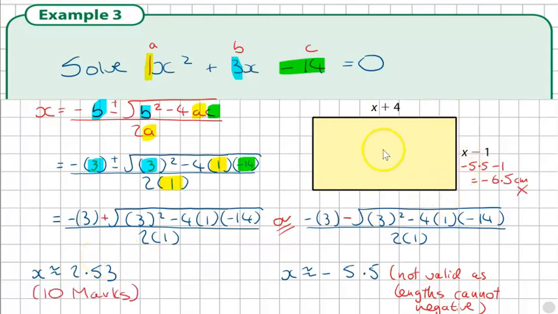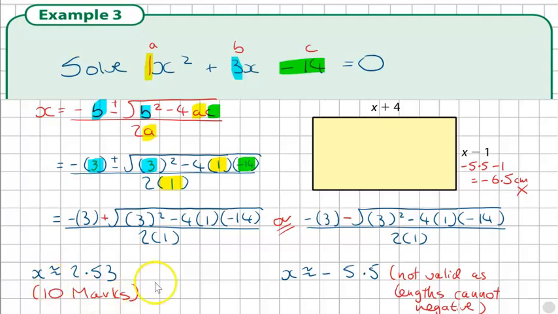So if you go back to the rectangle, we can see that one of the sides was x minus 1. And if we were to use x equal to minus 5.5, we would have minus 5.5 minus 1, which is minus 6.5. And that doesn't make sense. You can't have a negative length, just like you can't have a negative area, you can't have a negative volume. It doesn't make sense. So therefore, x cannot be equal to minus 5.5. It can only be equal to 2.53.